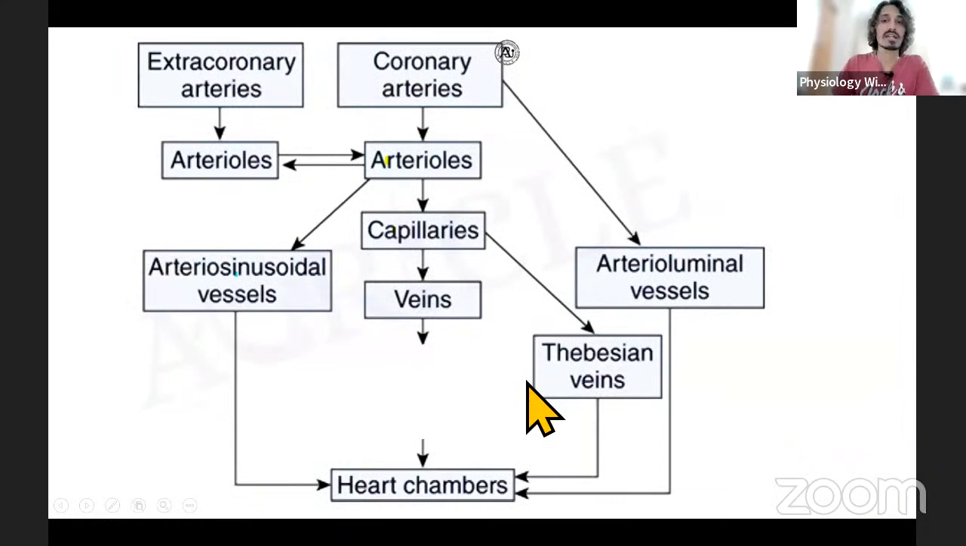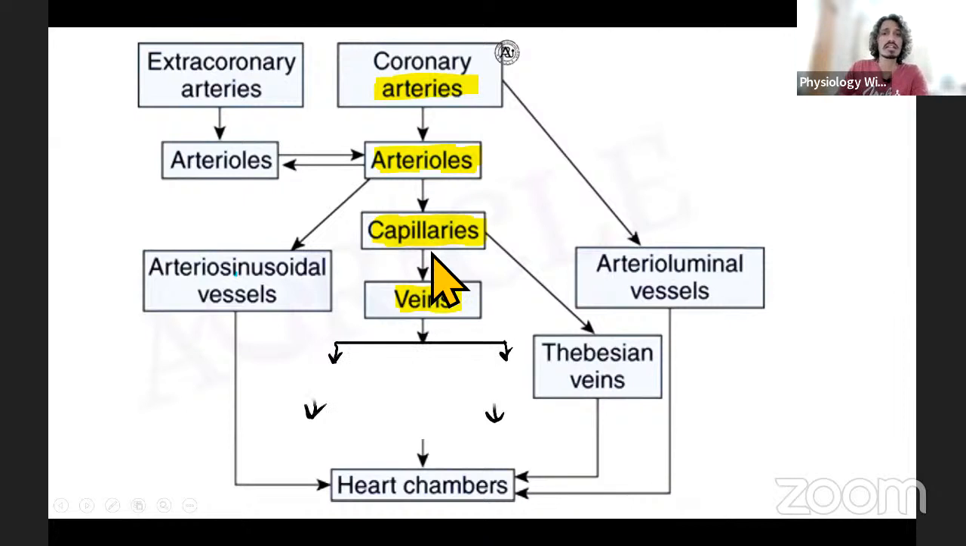Okay, so this is one diagram that you have to understand. Basically, there is a coronary artery which is coming, as we were talking about earlier. All of these coronary arteries are going to end up becoming arterioles. Arterioles open up to capillaries, and from there, venous drainage is happening.